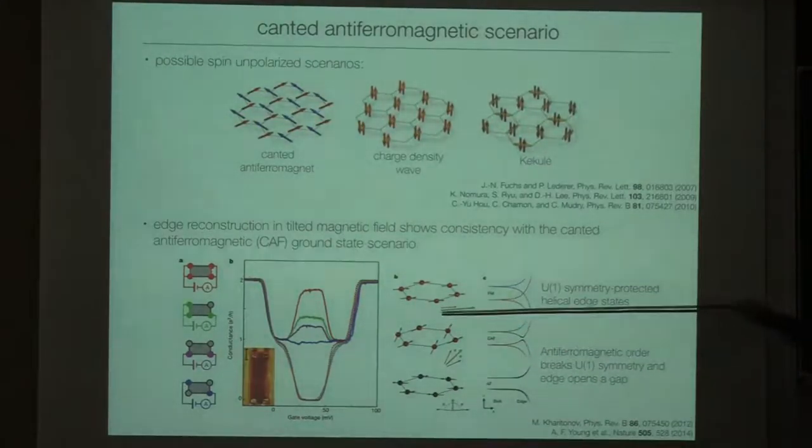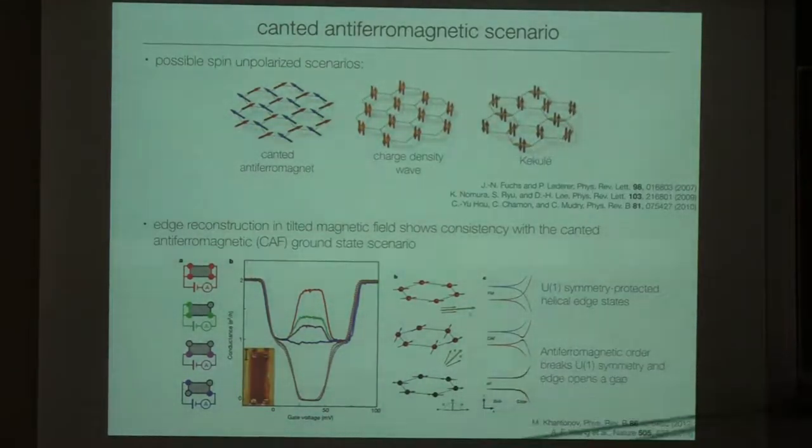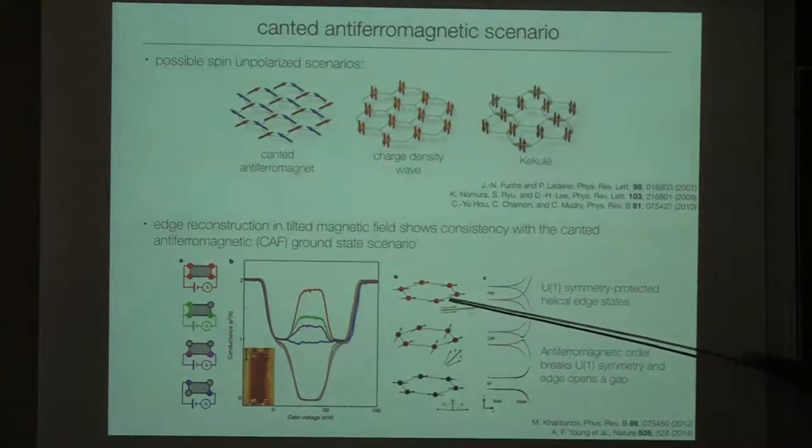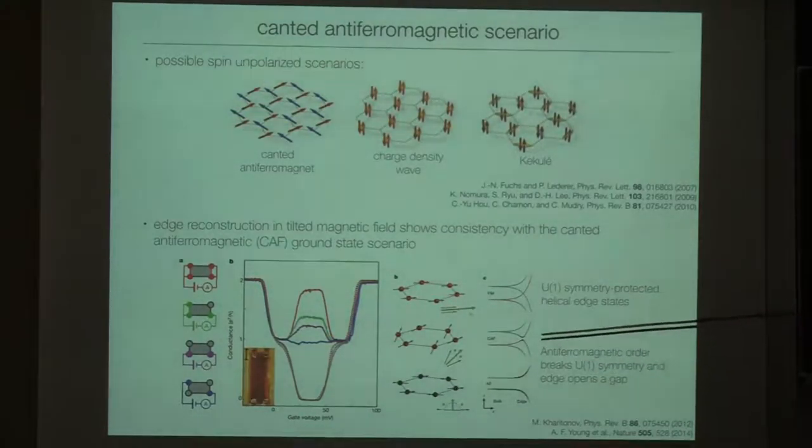Then they started tilting this magnetic field into the in-plane direction while keeping the normal component of the field constant, so that because of the 2D confinement, the orbital property of the electron remains invariant, it doesn't change, but you can continuously tune the Zeeman effect on the electrons. So once the magnetic field is strongly in plane, you can recover the Zeeman-dominated regime.